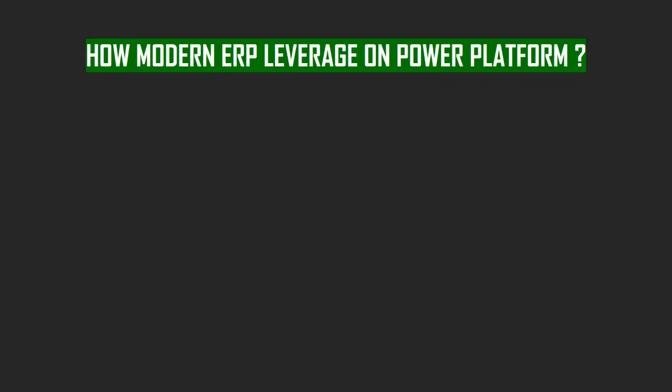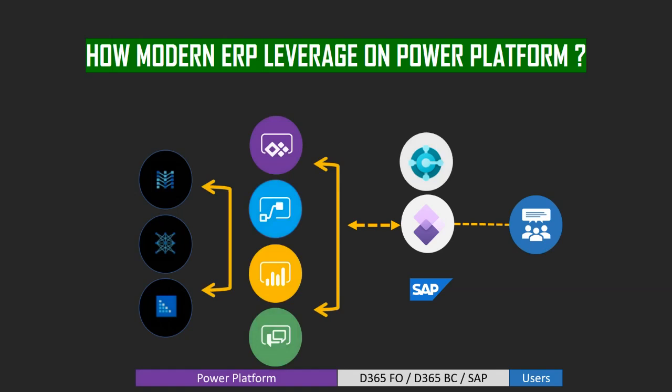On the next slide, we will talk about how modern ERP leverages the Power Platform. So let's look at what we have in terms of Business Central. That's the top part over here. That's Business Central. Then this is Finance and Operations, or FinOps. Then this is SAP, and you can connect all these three into the Power Platform. Using the connectors, you can connect all of them to the Power Platform. That's what you can basically do and leverage.